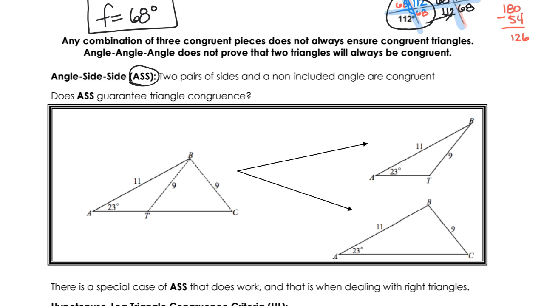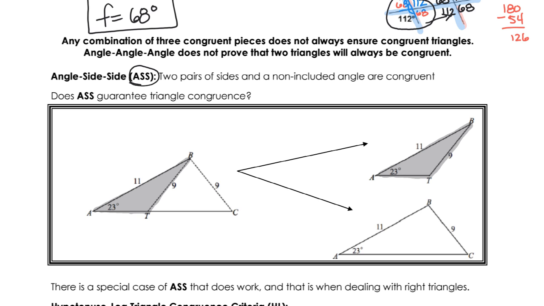And angle side side doesn't ensure congruent triangles. If you can take a look at this picture here. All right. I want you to look at this triangle here. That triangle right there has a side of 9, a side of 11, and an angle of 23. And they took that triangle and they redrew it over here.